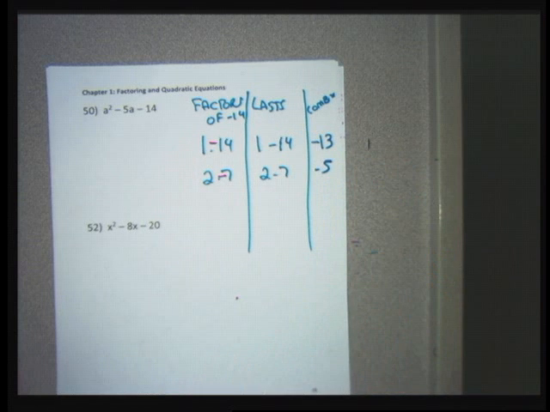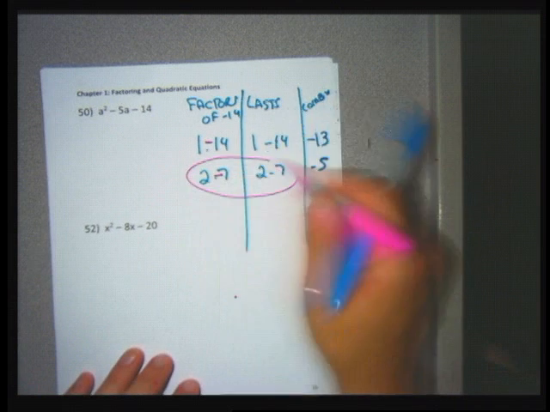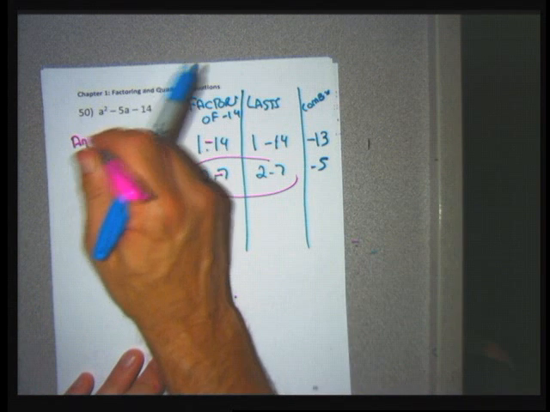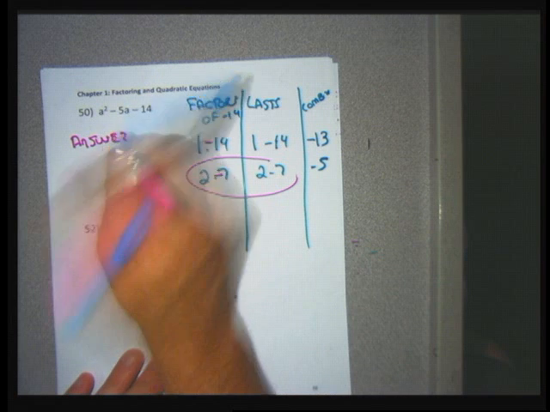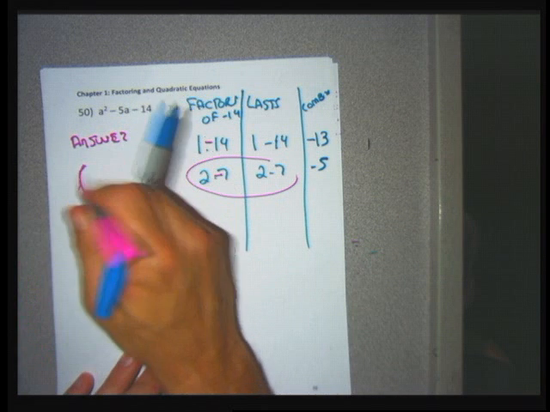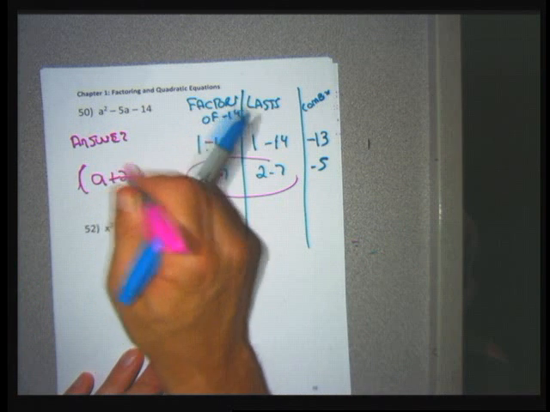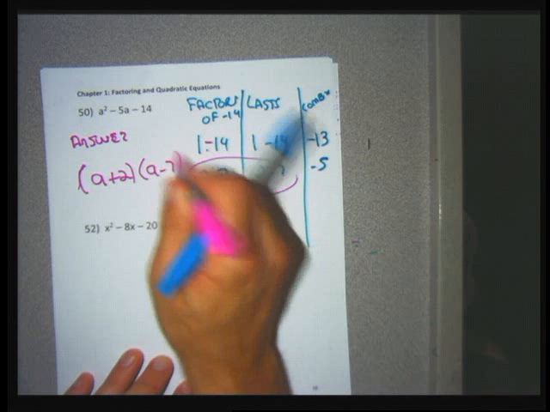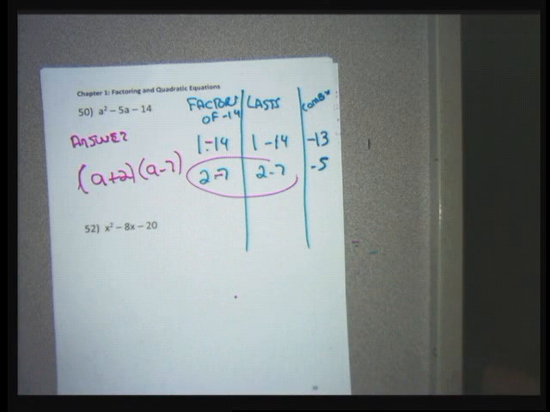So when I combine the first pair, I get a minus 14. When I combine the second pair, I get a minus 5. So this is the pair that I need. And so I can write my answer relatively quickly as a plus 2 and a minus 7. Again, you can write a minus 7 times a plus 2 just as well.